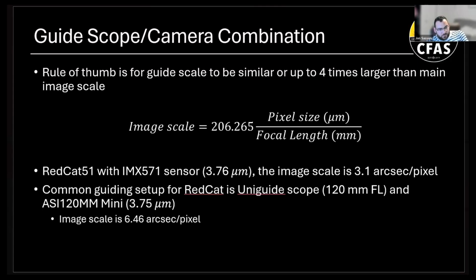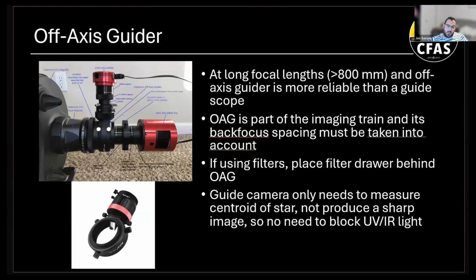Now, guide scopes work really well with refractors, right? And for shorter, medium focal lengths. If you're moving up in focal lengths, using a Newtonian or an SCT, as shown here, you want to get an OAG, an off-axis guider. That will work much better with these long focal lengths. Like I said, it's part of your imaging train.